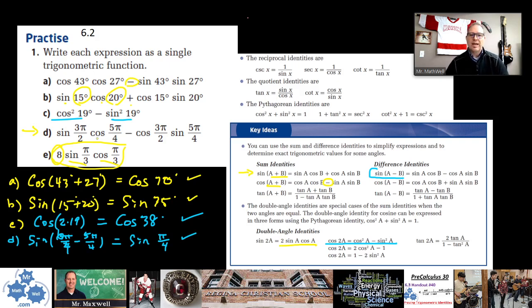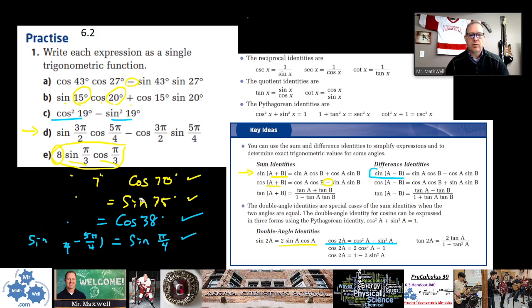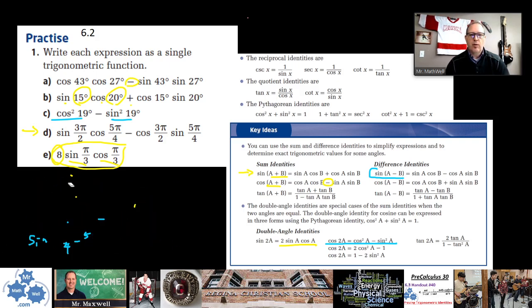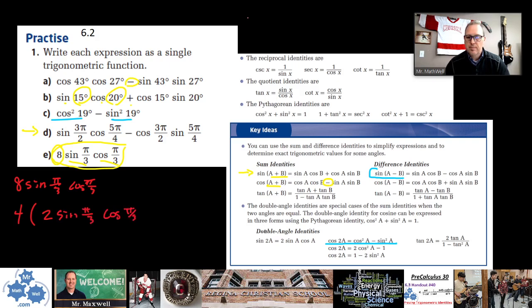So we have a little bit of work to do here, and I'm going to erase my work from the first few so I have a little space. We're going to try to get it into this pattern. I'm going to rewrite this 8 sine pi over 3 times cos of pi over 3 as 4 times 2 sine pi over 3 cos pi over 3.